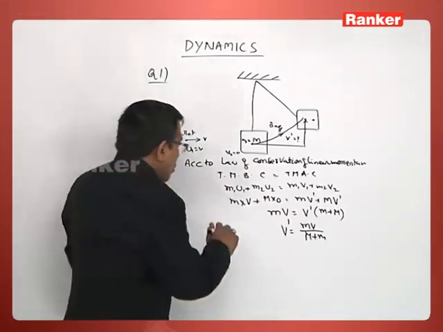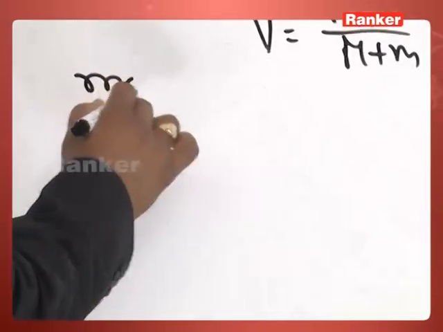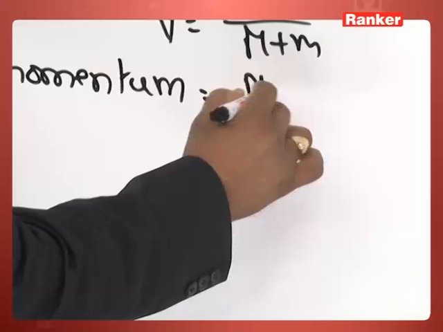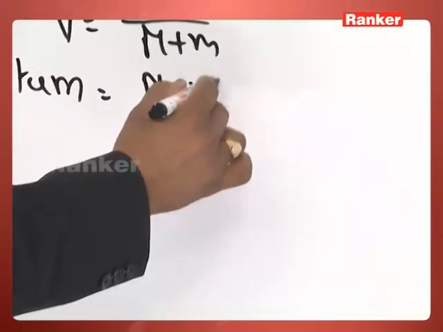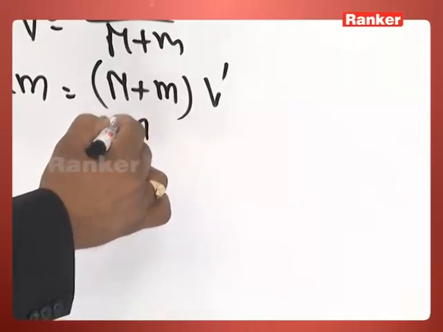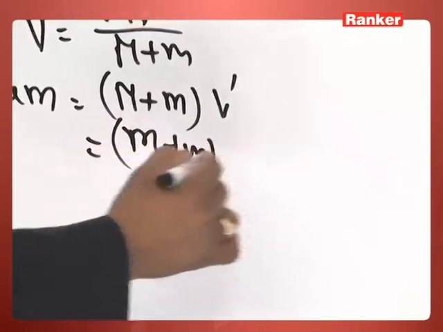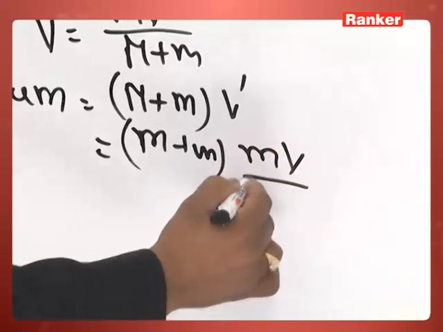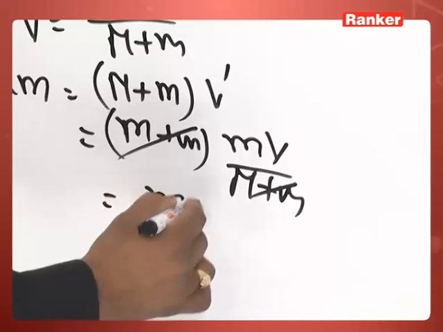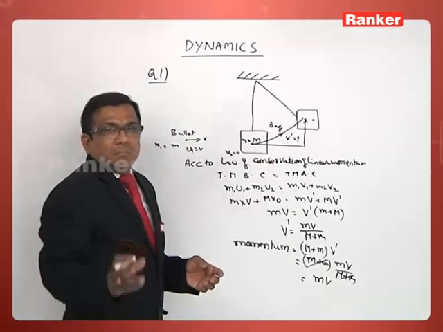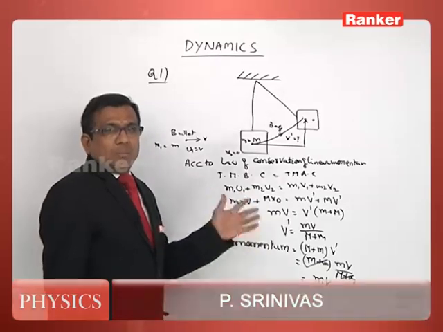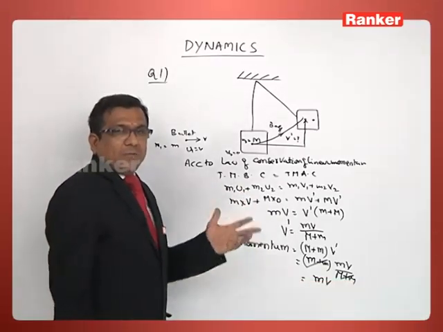Then what is the combined momentum? Momentum is mass into velocity, that is (m plus M) into v prime, which is mv by (m plus M) times (m plus M). So m plus M gets cancelled, and the combined momentum will be mv. But the combined momentum options given are wrong, therefore it cannot be momentum. Then we have to verify the other options.